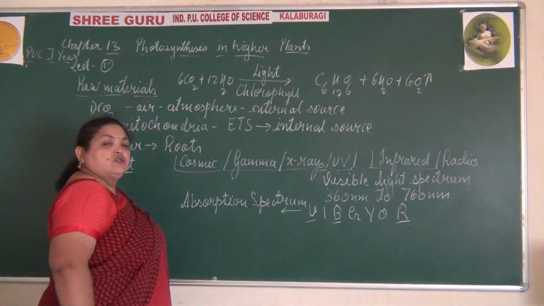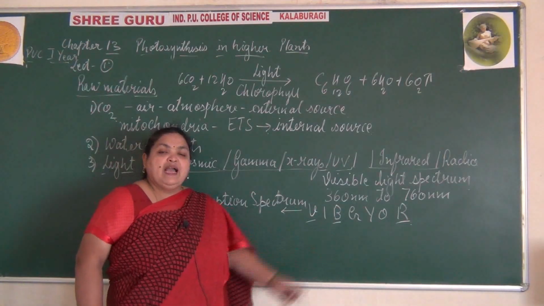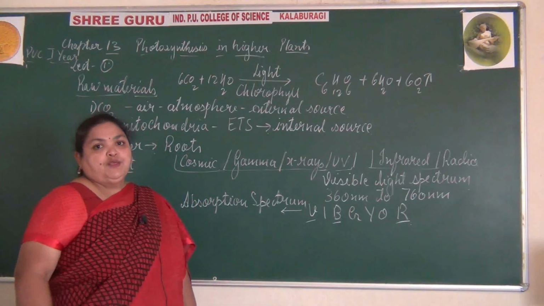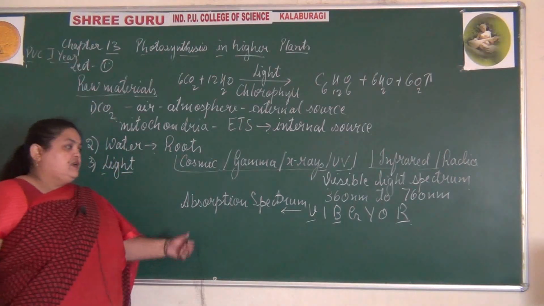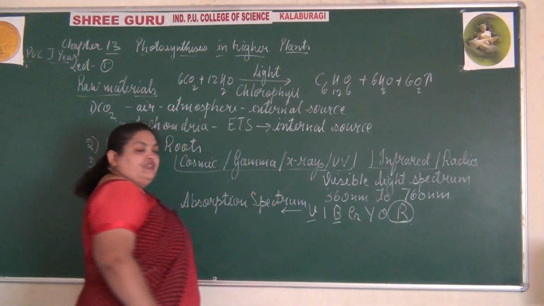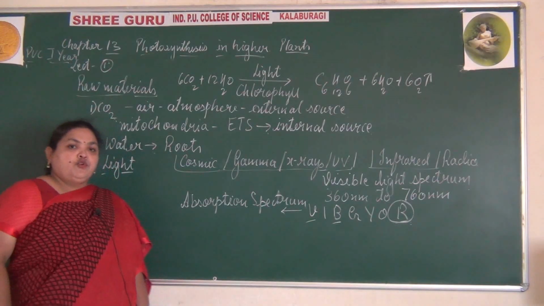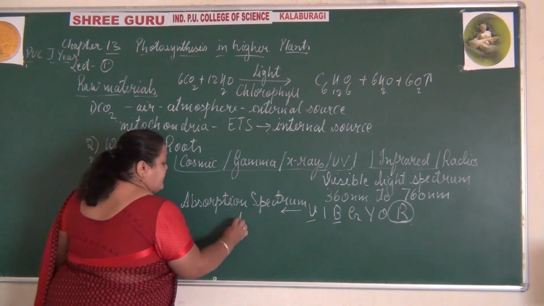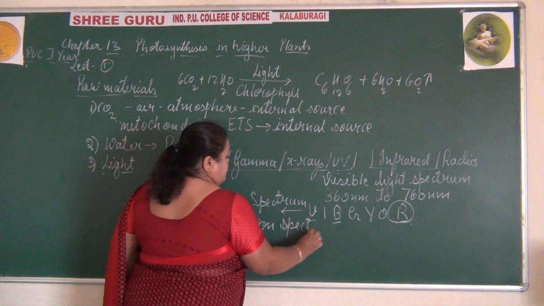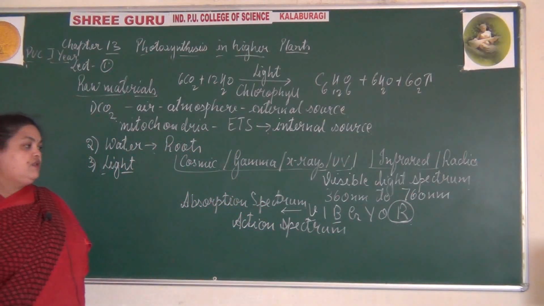Of the 7 colors in the visible light spectrum, violet, blue and red are widely used in the process of photosynthesis. So these are regarded as the absorption spectrum, while red is maximally used for the process of photosynthesis, so it is regarded as the action spectrum. It is known as the action spectrum.